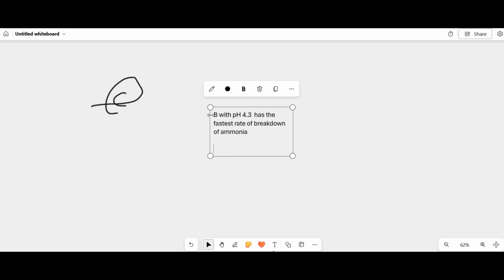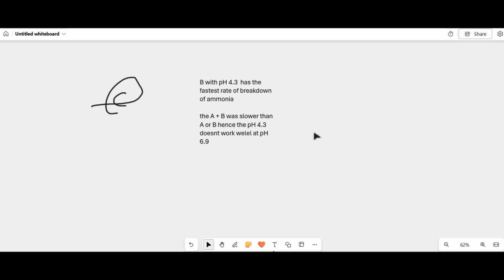And then the A plus B mixture was slower than A or B on their own. A plus B is slower than both of them. So what that means is that the B one, the pH 4.3, doesn't work well at pH 9.6, 6.9. That's what proves that there are two different communities. Because if you put them on their own, they both work well. When you put them together, they're mixing the pH, you get me? So it's not going to work at that pH. The one in 4.3 that was doing it really fast is going to slow it down to become even slower than both of them. Alright, calm.